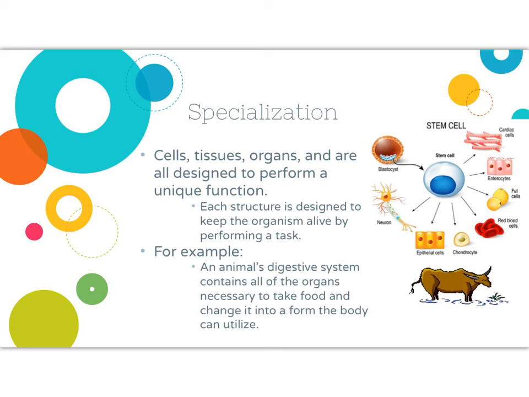For example, an animal's digestive system contains all of the organs necessary to take food and change it into the form the body can utilize. This cannot be done by the respiratory system. Again, they are specialized.